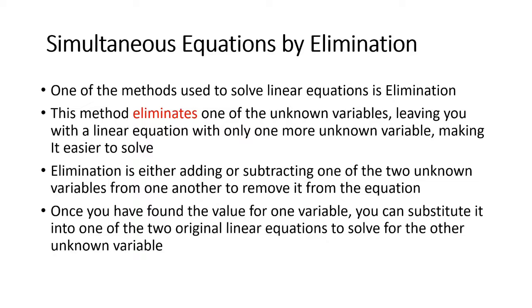One of the methods used to solve linear equations is elimination. This method eliminates one of the unknown variables, leaving you with a linear equation with only one unknown variable, making it easier to solve. Elimination is either adding or subtracting the two equations from one another to remove one variable from the equation. Once you have found the value for one variable, you can substitute it into one of the two original linear equations to solve for the other unknown variable.